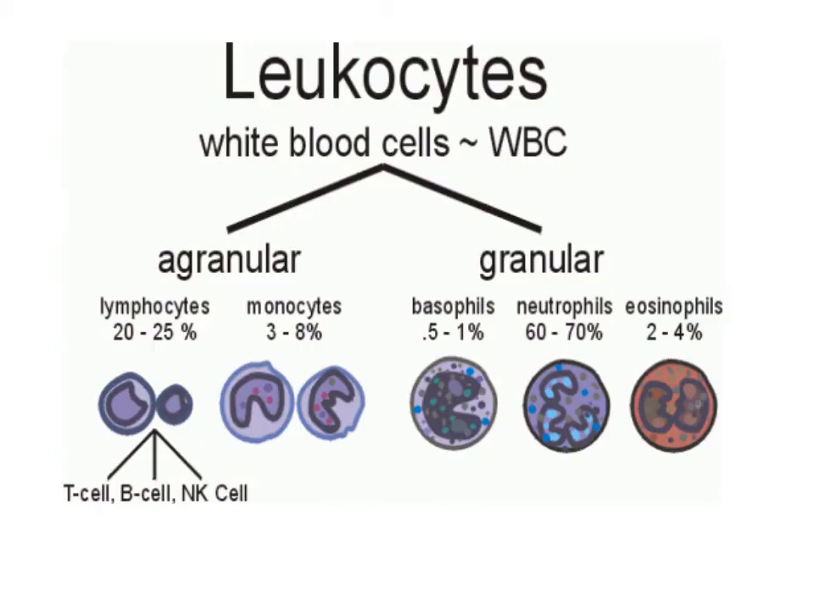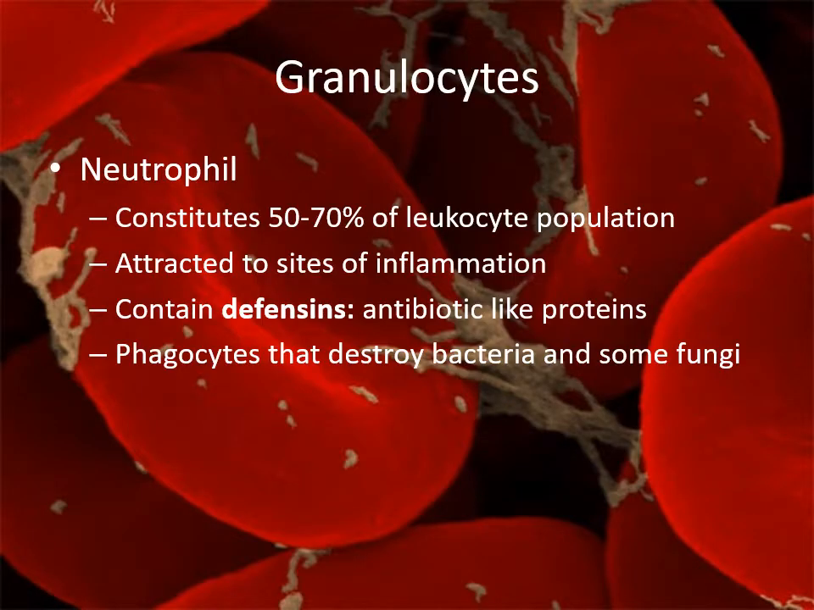So granular and agranular are two of the divisions of leukocytes, and then within those there's different types of white blood cells that we're going to be talking about. So this is just to show you that breakdown, and now we're going to talk about lymphocytes and monocytes and basophils and neutrophils and eosinophils. Okay, so let's start with the granulocytes.